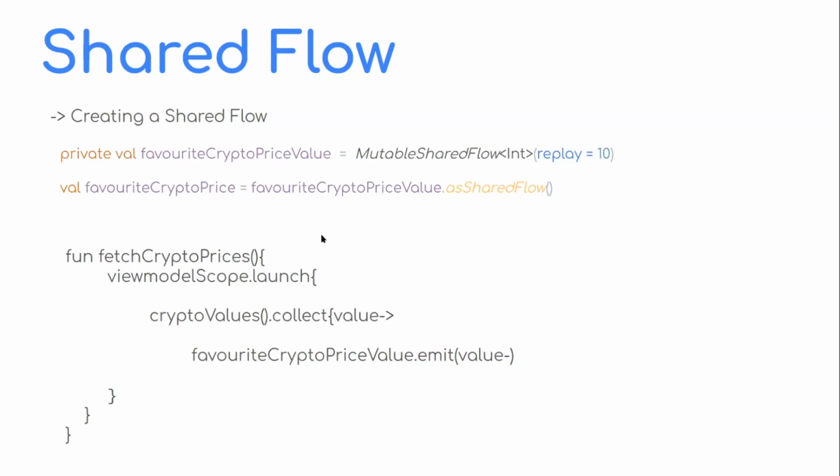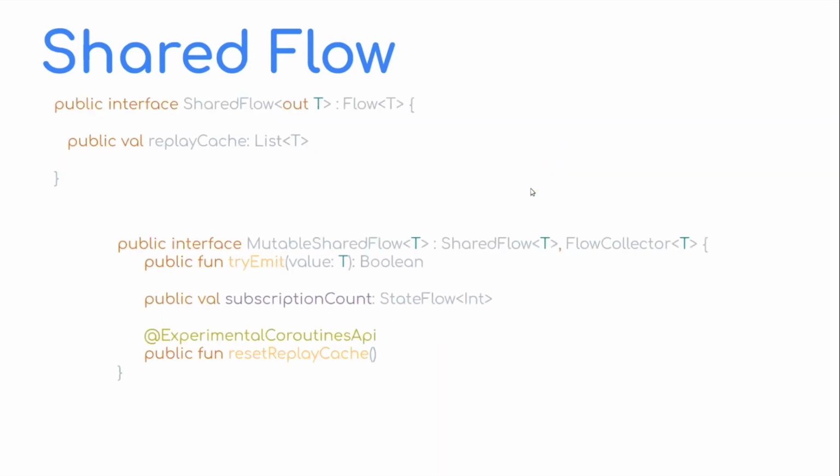We also have two types of shared flow. We have the mutable one and we have the non-mutable one. To convert a mutable shared flow to a non-mutable shared flow, we just call an extension function called asSharedFlow. That will convert our mutable shared flow into a read-only flow. So this is how shared flow is built.